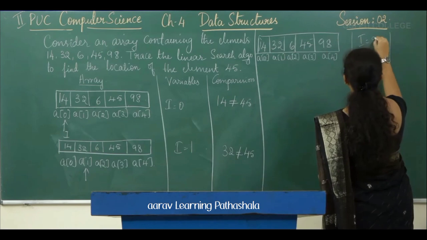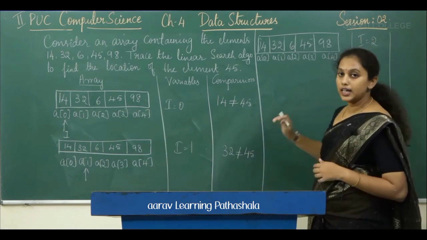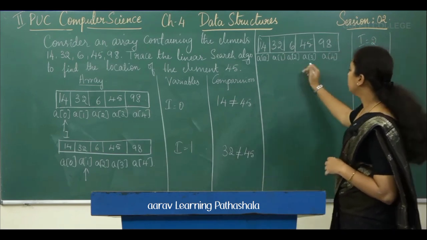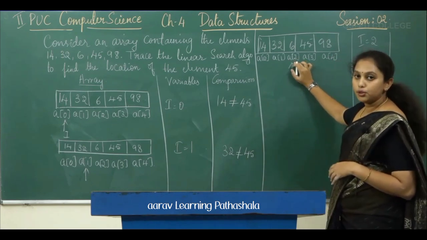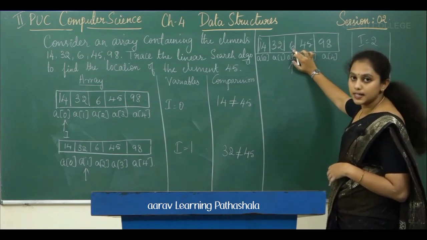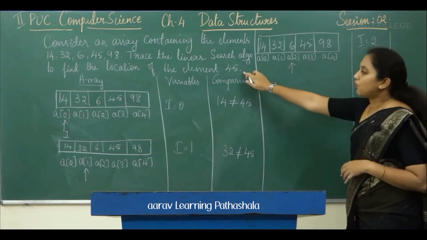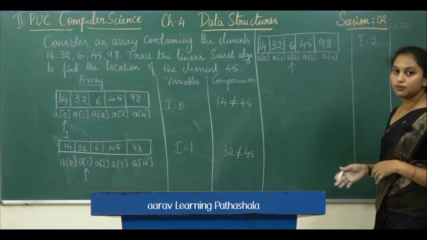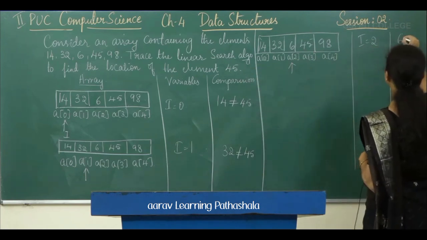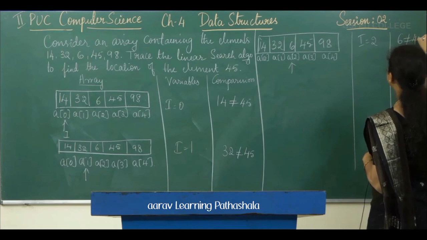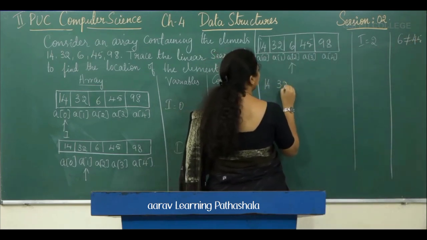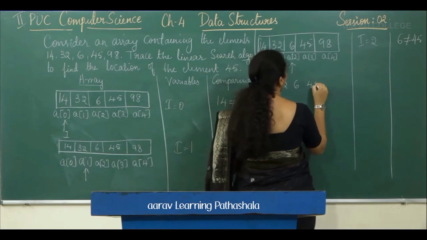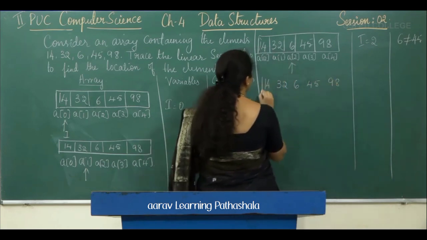The value of I is now 2. Here I am comparing with A of 2, which contains the element 6. Is 6 equal to 45? No, 6 does not equal 45. Hence I gets incremented.